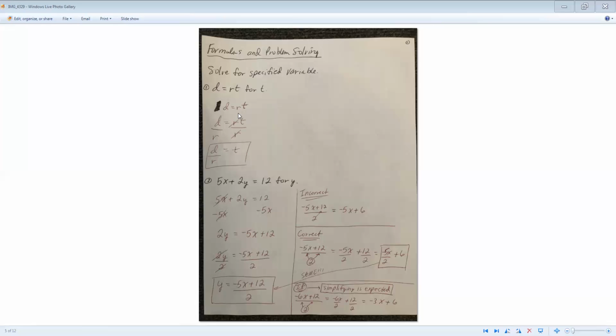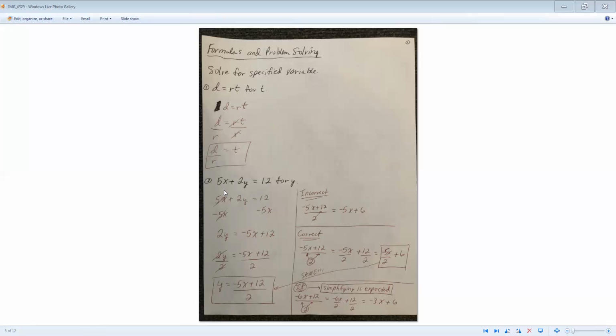So we have d equal to r times t. If I want to get the r off of t in order to get it by itself, because it's r times t, then I would divide both sides by r. The r will cancel. Then on the left side, I'll have d over r as my final expression of what t is equal to. So t is equal to d over r.